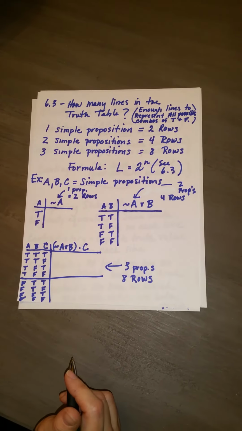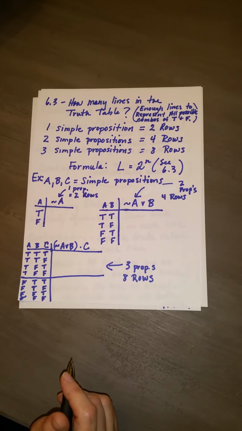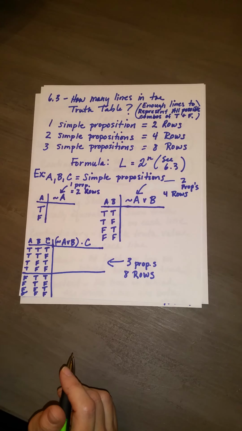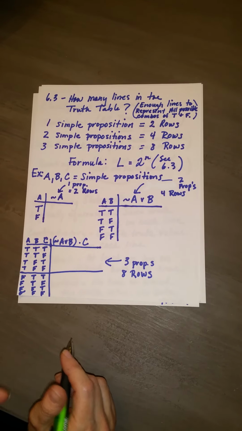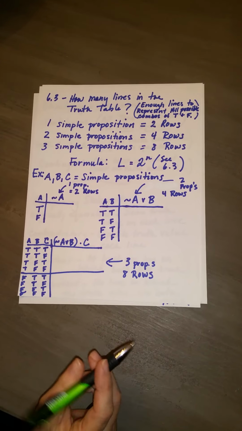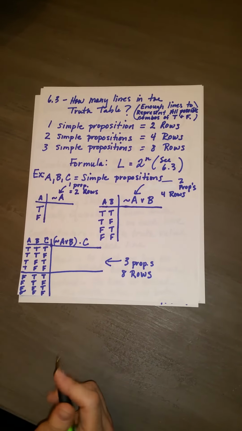In 6.3, you're going to learn how to make a full truth table, and you'll use that to classify statements where you don't know the truth value of any or all of the simple propositions, and you'll also use it to classify or compare statements.